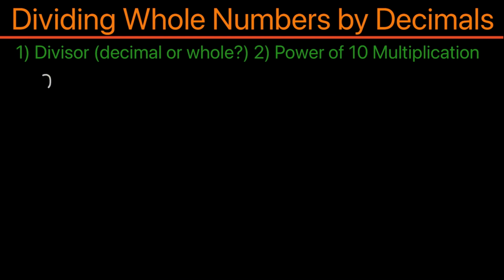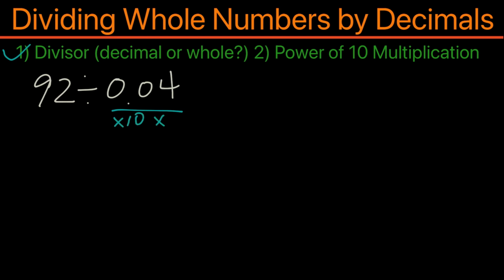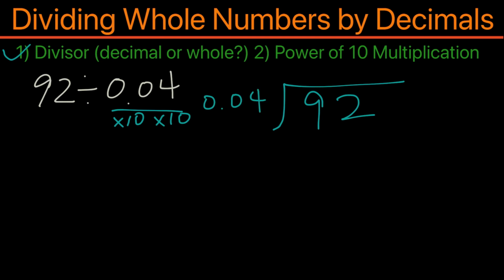Now what about this one? By looking at the divisor, we can see that there are 2 decimal places. So right off the bat, we can see that we're going to have to multiply this twice. So if we were to write out the division, we multiply by 10 twice. And do the same here.